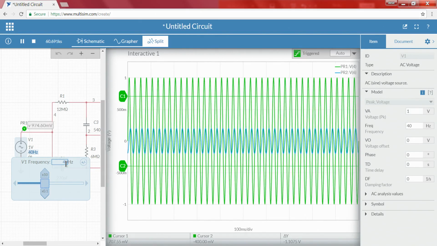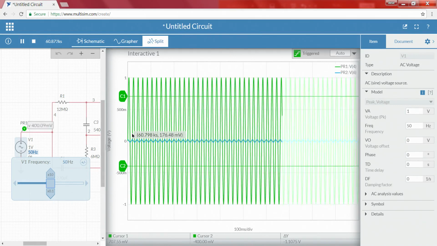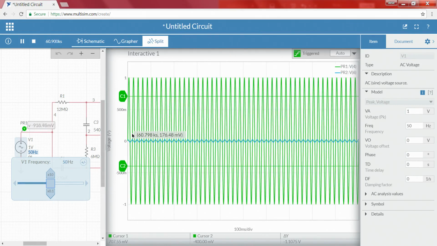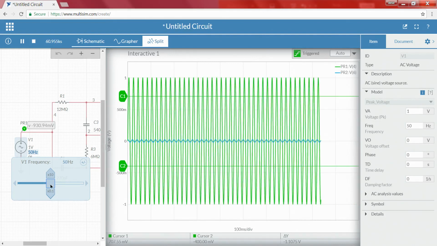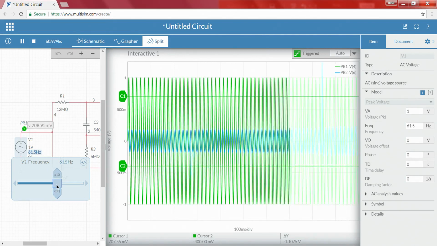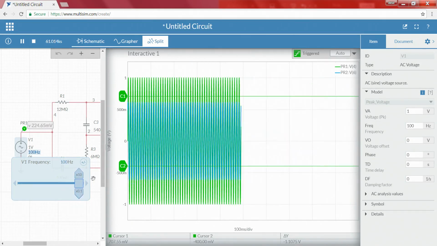Then 40, a very small signal, and 50. So if you observe, there is a drastic change for every 10 hertz increment. That is why this is called a narrow band, a very drastic change. Now, if I slowly increase the input frequency, you can even observe the drastic change in our output signal.